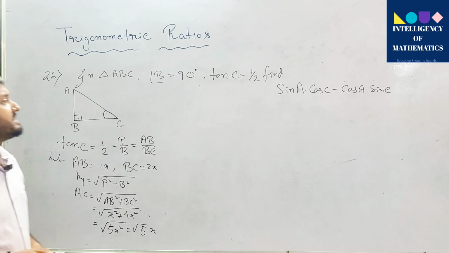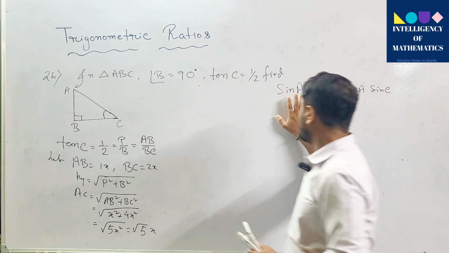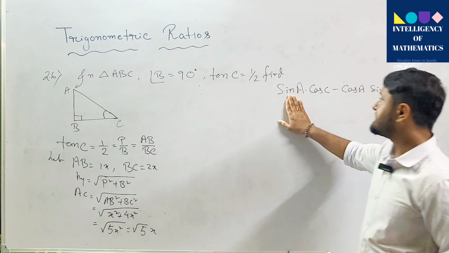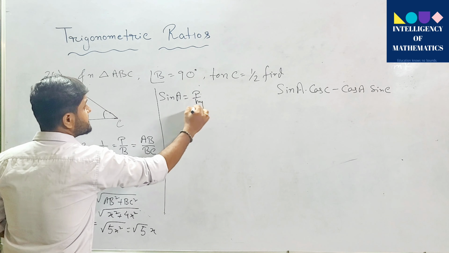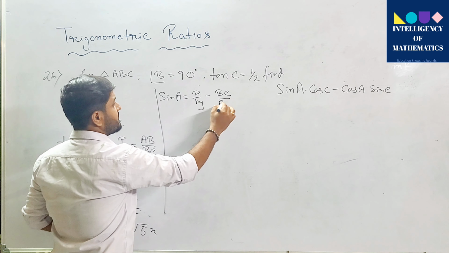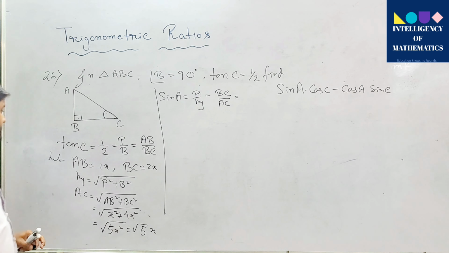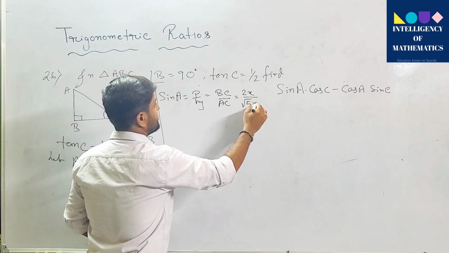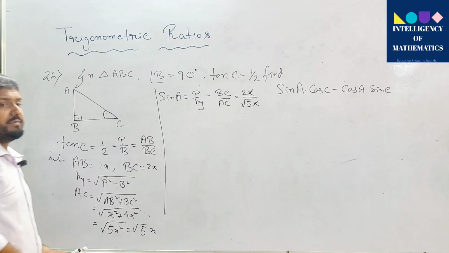Now, for this expression we need sine A's value, cos A's value, cos C's value and sine C's value. So we'll take them out accordingly. Sine A is perpendicular by hypotenuse. According to A angle, perpendicular is BC. So here we will write BC, and hypotenuse never changes, that is AC. BC's value we already got, 2x. AC's value we got, root over 5x. X will be cancelled, so 2 by root 5 will be left.